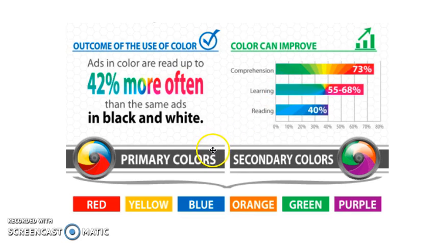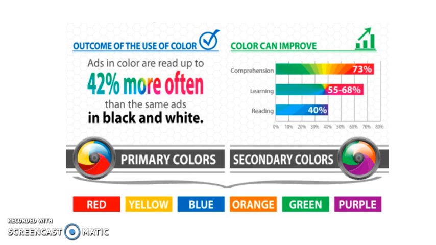Big things to remember: primary colors are red, yellow, and blue. Secondary are orange, green, and purple. And if you want to look at complementary colors, red and green complement each other. Orange and blue complement each other, and yellow and purple complement each other. So if you're trying to do comparisons like that, that's one thing you need to look at.